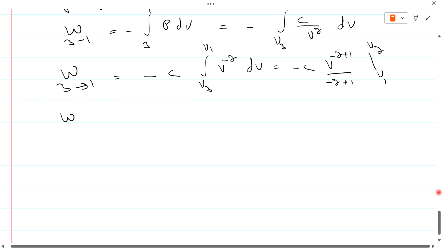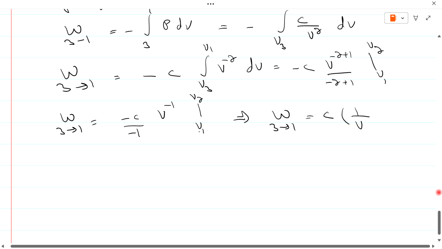So W from 3 to 1 is equal to minus C V power minus 1 divided by minus 1, and lower limit is V3, upper limit is V1. So W from 3 to 1 is equal to minus C divided by minus 1, which is equal to C, and V power minus 1 is equal to 1 over V. Applying the limits, this is V3, and this is V1. So 1 over V1 at the upper limit minus 1 over V3 at the lower limit.